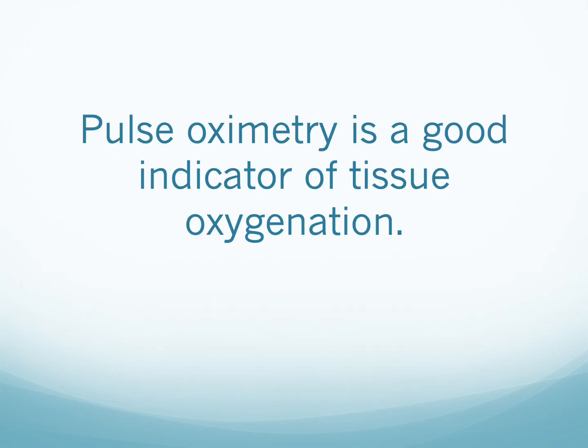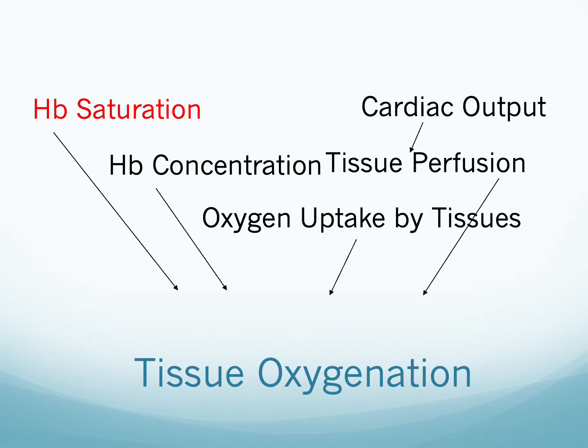Pulse oximetry is a good indicator of tissue oxygenation. False. Tissue oxygenation is a multifactorial process where hemoglobin saturation is just one part of that process. Other things involve cardiac output, tissue perfusion, oxygen uptake, so very multifactorial.